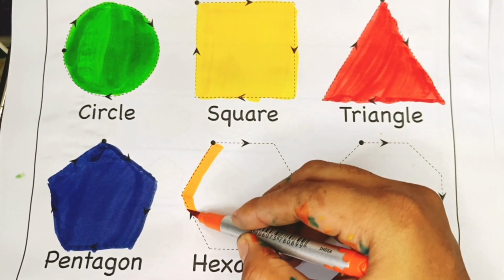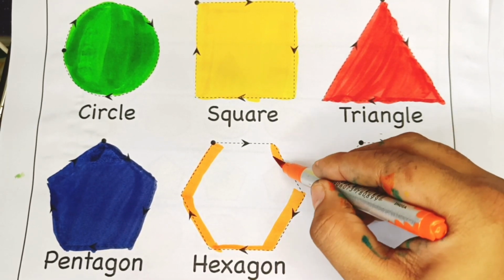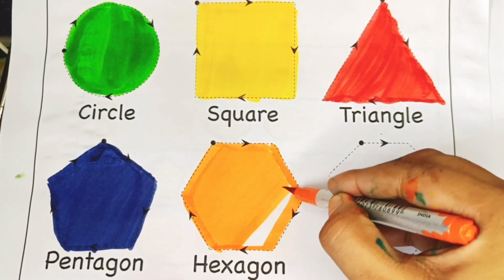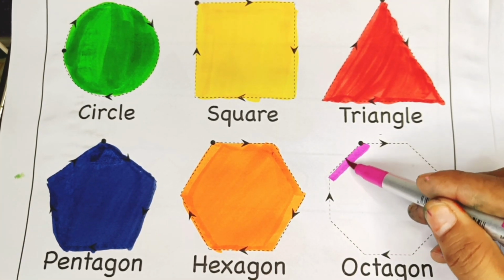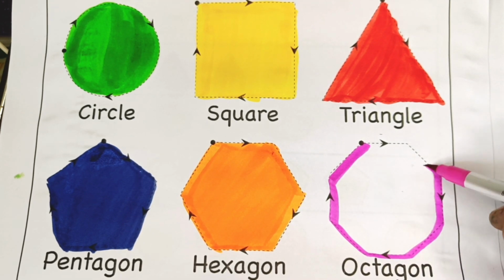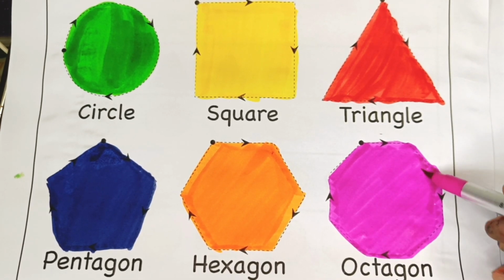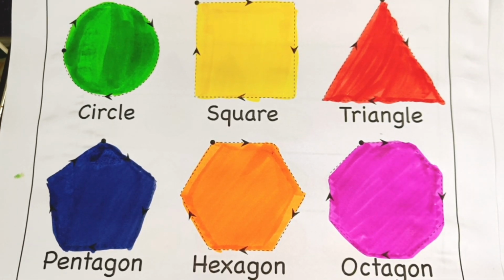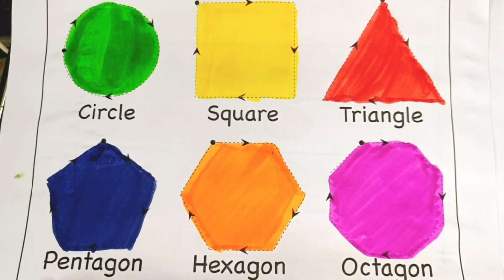Orange color, hexagon shape. Pink color, octagon shape. Let's learn circle, square, triangle, pentagon, hexagon, octagon.